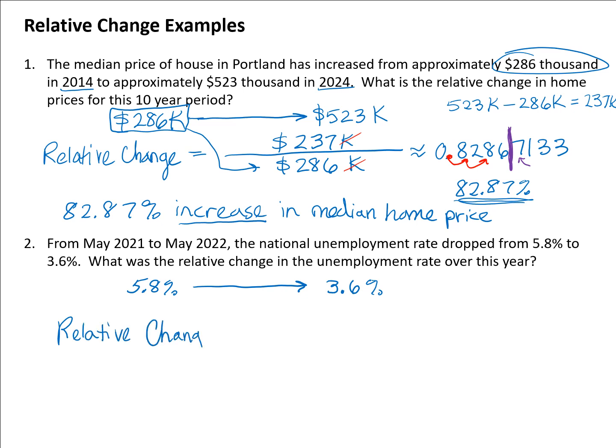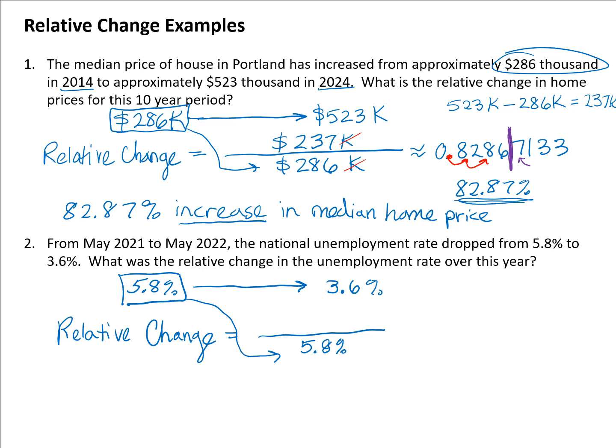It's going to be the absolute change in the numerator, which is basically the difference between the two percentages we had. And in the denominator, I want to remind you, we're always going to be dividing by the starting amount. So we're going to divide by 5.8%. So it's always important to remember that you're dividing by what you start with, the starting amount.